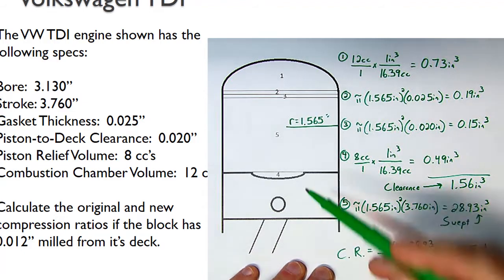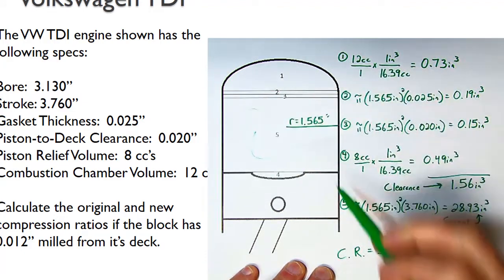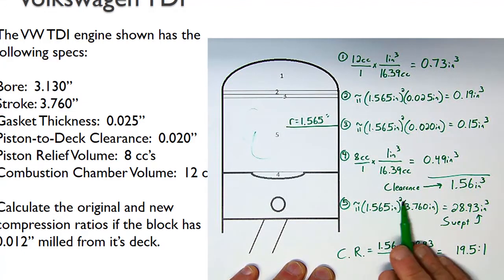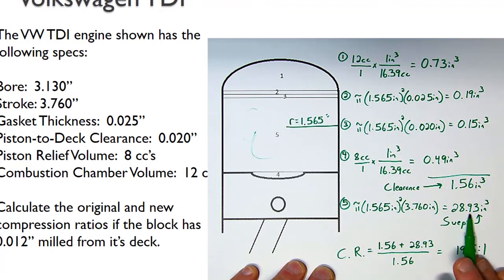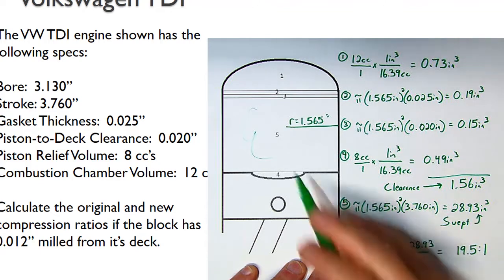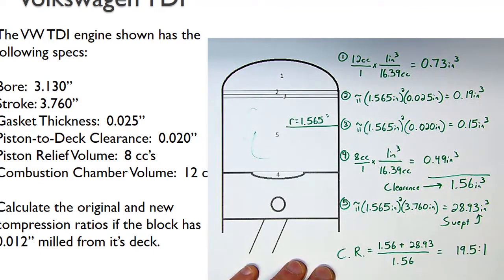We're almost done. Our big volume in the middle, our swept volume, is pi times radius squared times the stroke. That turns out to be 28.93 cubic inches. If we wanted to know the displacement, we could multiply that by the number of cylinders. But then our compression ratio is our clearance of 1.56 plus our swept 28.93. Get that total, and then divide by 1.56, we get 19.5 to 1. That's our original compression ratio.